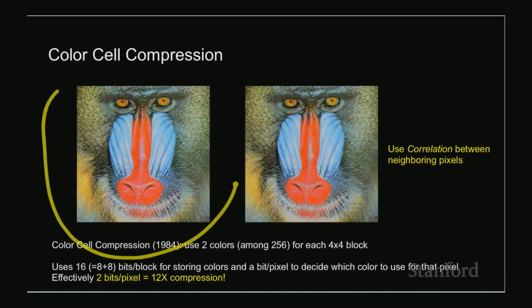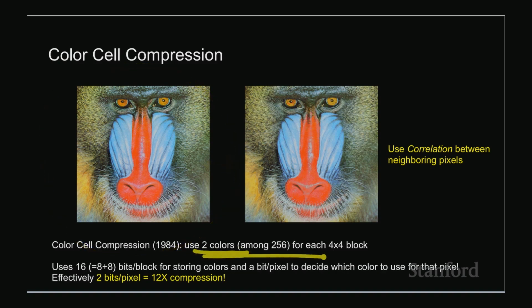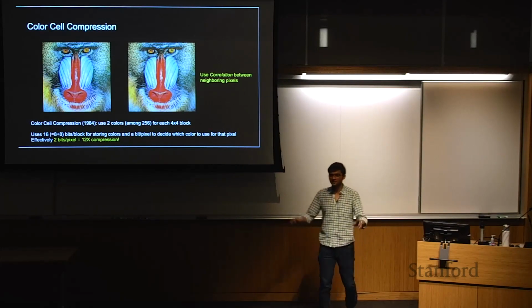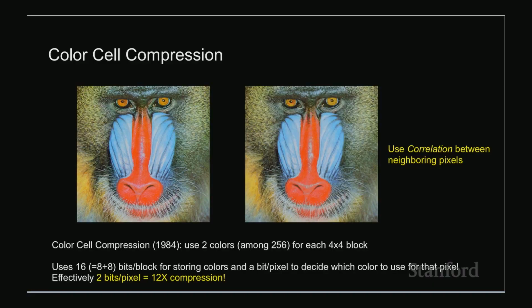On the left, you see the original image. And on the right, you see the reconstructed image using just 2 colors among 256 for each 4x4 block. This exploits the fact that within my 4x4 block, my pixels are highly correlated. So maybe I can just get away with having 2 colors. I don't really have to represent it with a huge number of colors. And as you can see, both these images, at least to me from far away, look okay. If you are careful, you'll see some differences, but really it's mostly okay.